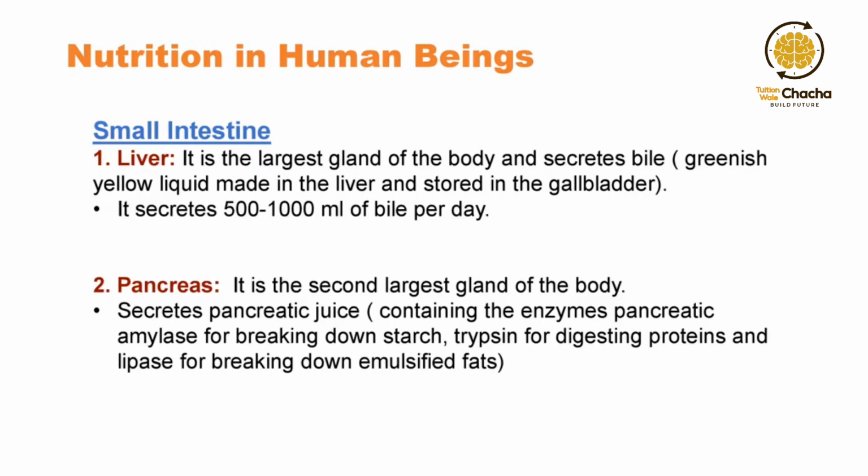1. Liver. It is the largest gland of the body and secretes bile, a greenish-yellow liquid made in the liver and stored in the gallbladder. It secretes 500 to 1000 milliliters of bile per day. 2. Pancreas. It is the second largest gland of the body, and secretes pancreatic juice, containing the enzymes pancreatic amylase for breaking down starch, trypsin for digesting proteins and lipase for breaking down emulsified fats.